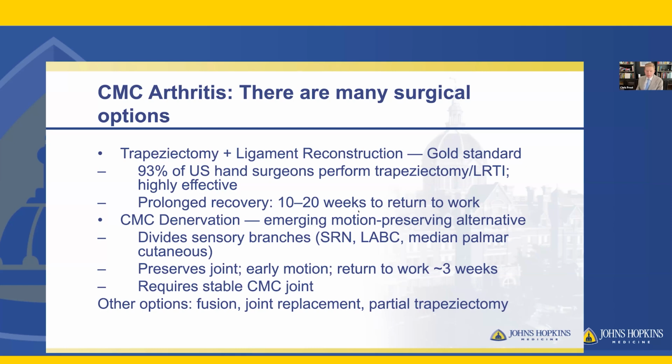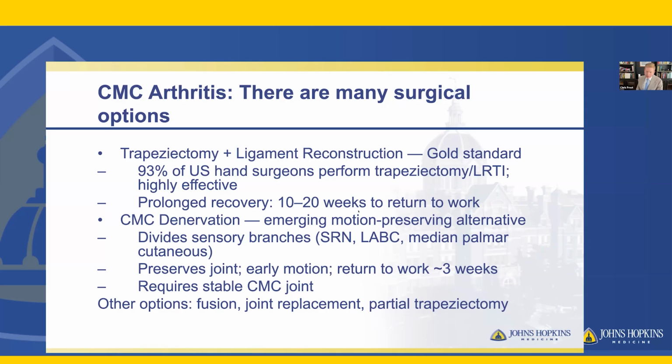The advantage of this is that you potentially have some earlier motion. We don't need to do a ton of splinting afterwards, typically just about 2 weeks, and then a faster return to work. You do have to have a stable joint though. So I mentioned most patients are dealing with thumb arthritis for pain. And so if you have instability, you're not a good candidate for this operation.